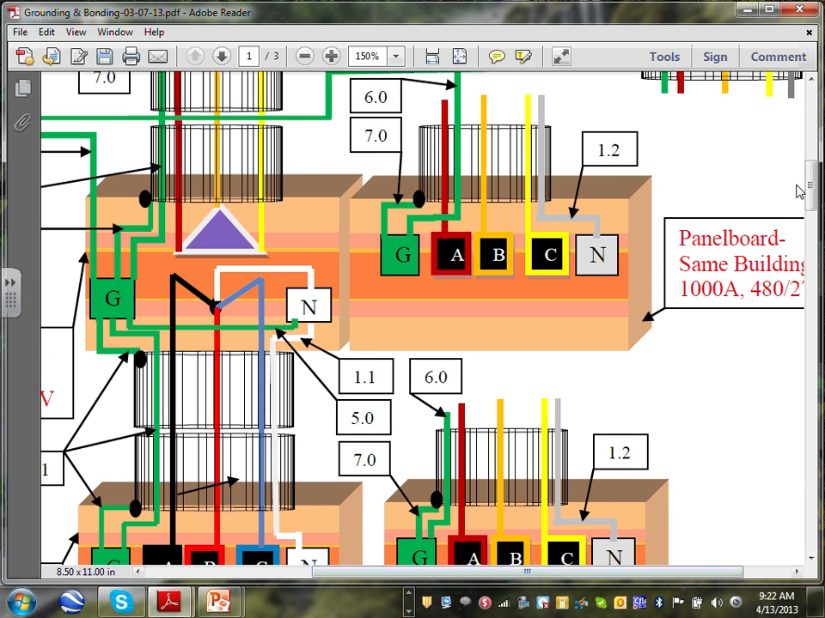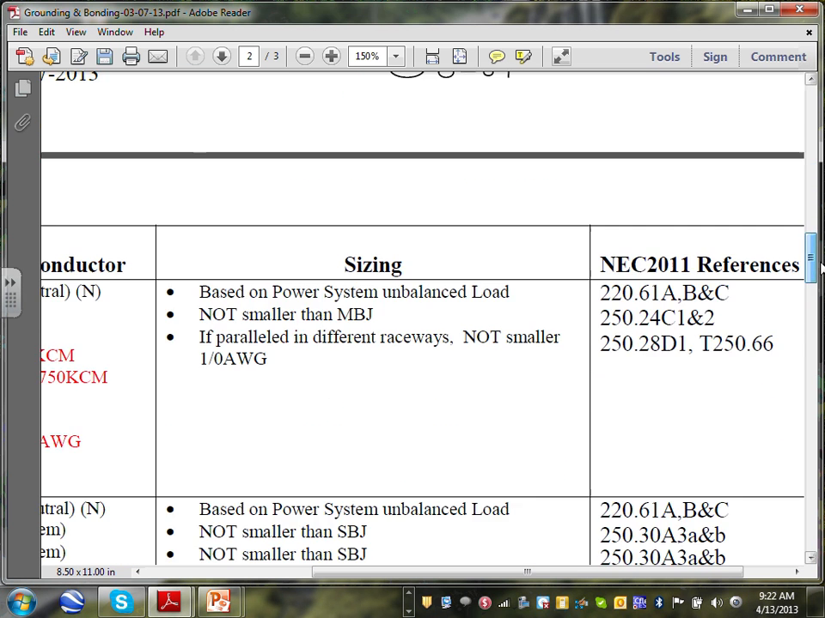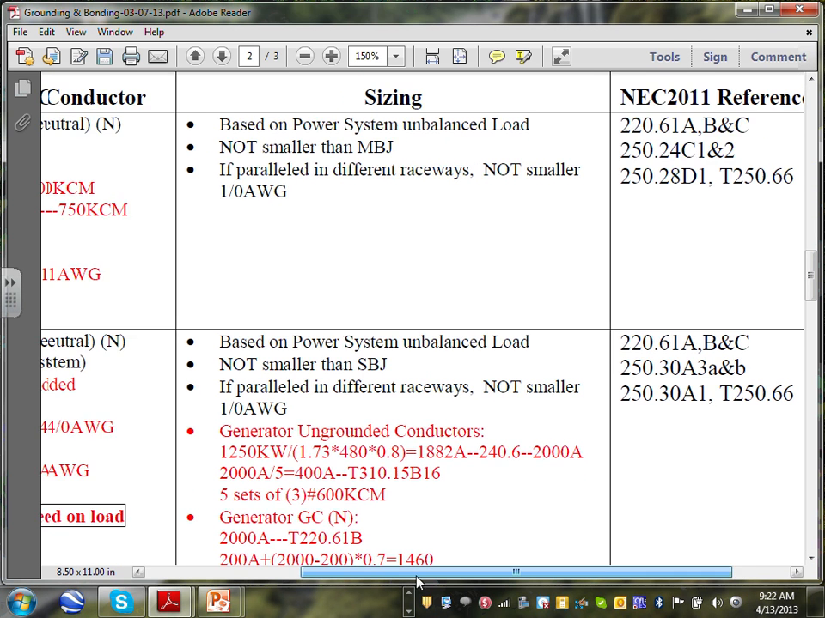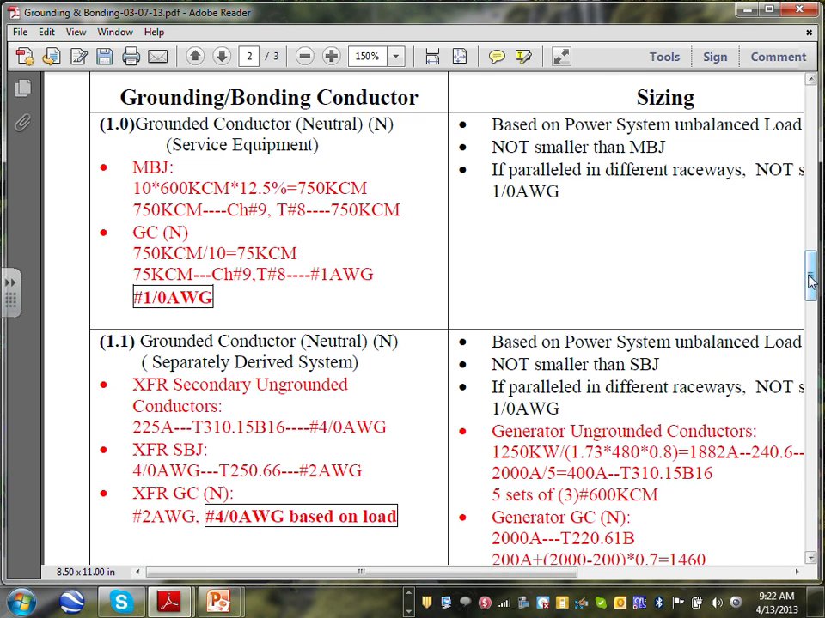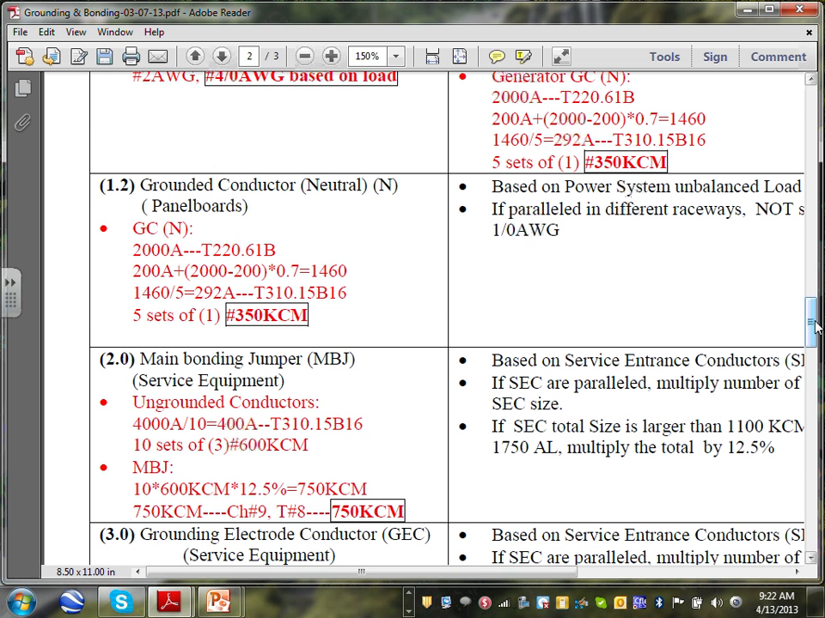So if you guys don't mind, let's go to 1.2 and size the neutral. Remind you, this is a 1,000 amp sub panel. So 1.2, and I call it 1 because it's a neutral. So 1.2, here's my 1.2. Okay, grounded conductor, the neutral. This is at the panel board.